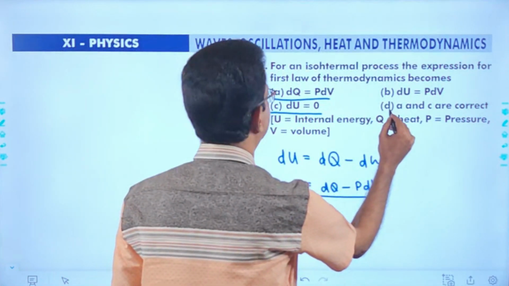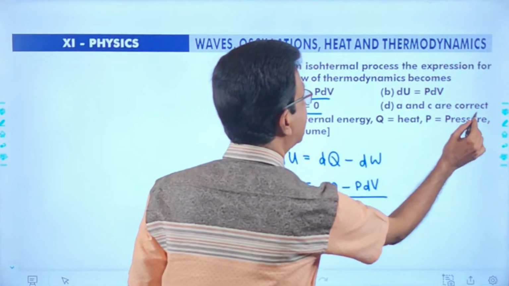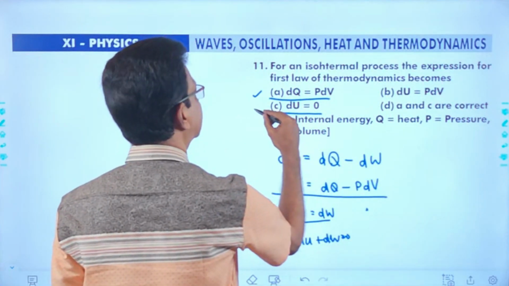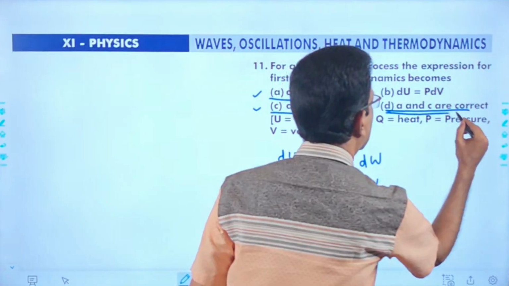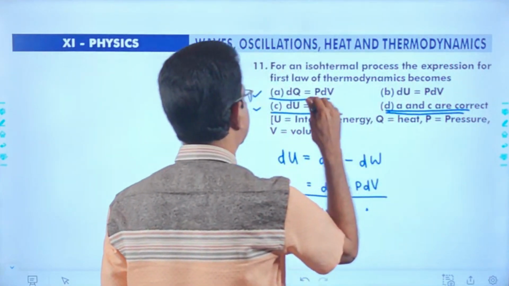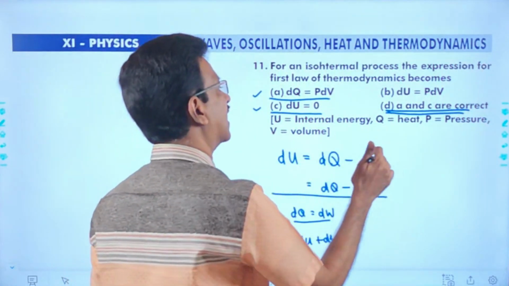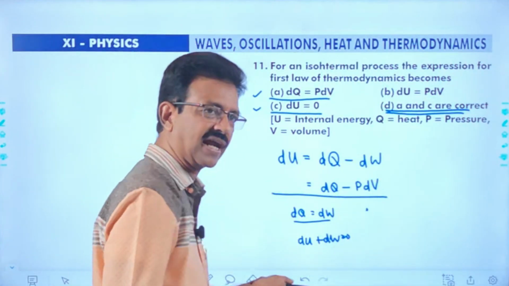Now the last choices, A and C are correct. Therefore, to question number 11, the correct answer is D. That is, first choice and third choice are correct. Therefore, D choice is the correct answer.